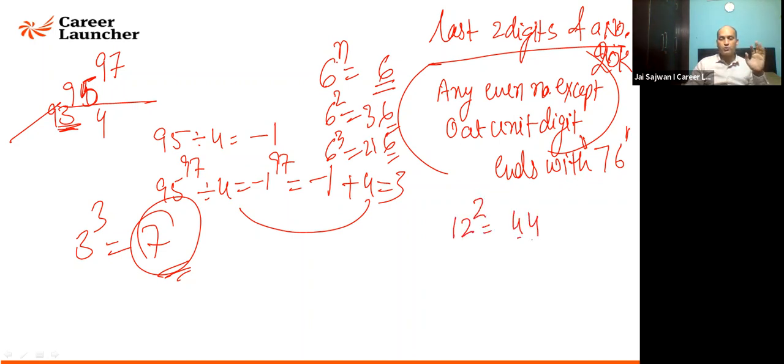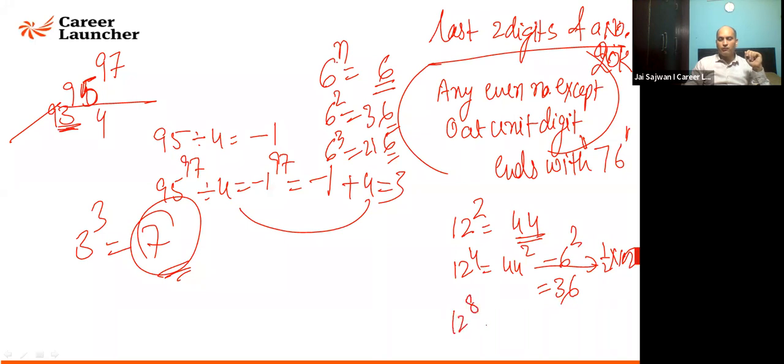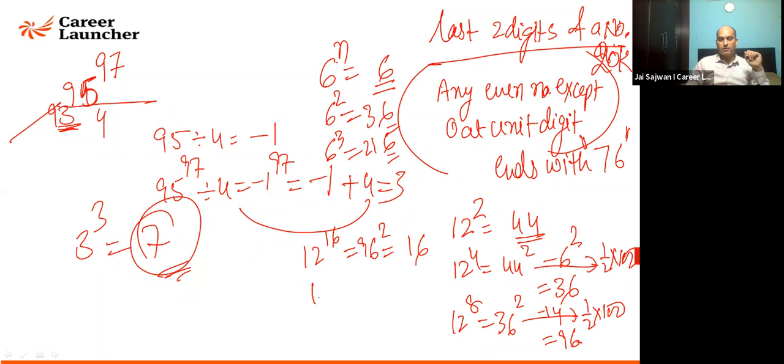12 square is 144, last two digits are 44. 12 to the power 4 is 44 square. You must have studied a little Vedic maths. Base is half of 100, the number is 6 less, 6 square is 36. 12 to the power of 8 is 36 square. From half of 100, the number is 14 less, 14 square is 196. 12 to the power of 16 is 96 square. That is 4 less, 4 square is 16.